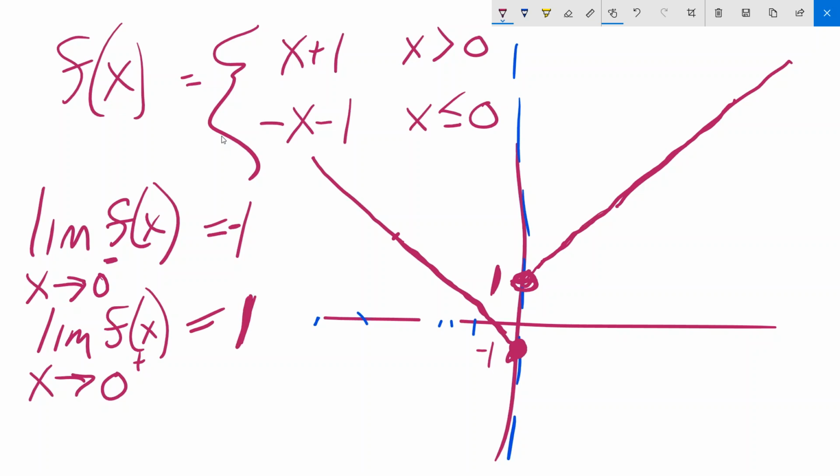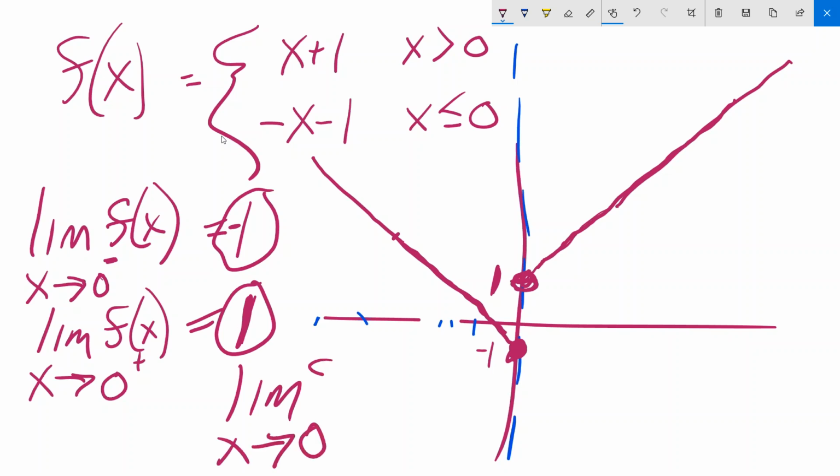Now, there's a rule about limits. If I want to know the limit as x approaches 0, it only exists if the limit from the left is the same as the limit from the right. In this case, they're not. One of them is -1, one of them is +1. So the limit as x approaches 0 does not exist.